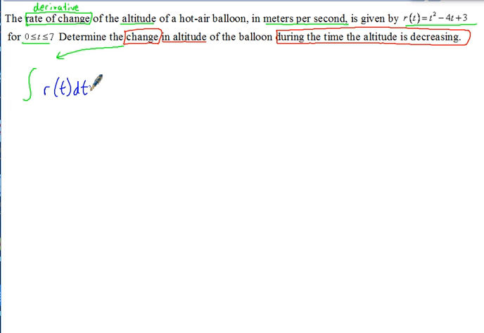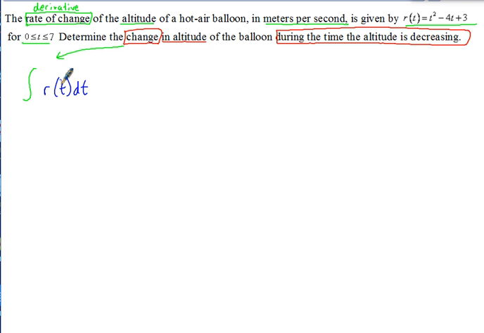So be careful. It's really tempting to say, oh, they give us an interval here. This must be from 0 to 7. But look at the wording of the question. It says determine the change in altitude of the balloon during the time the altitude is decreasing. And do we know for sure the altitude is decreasing between 0 and 7? No. It could be, but we don't know that. So no need to assume that it is.